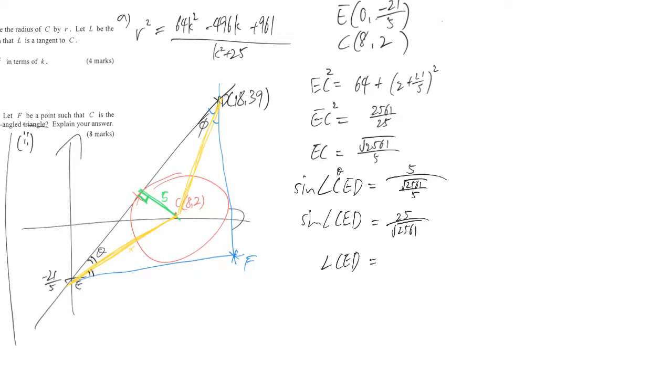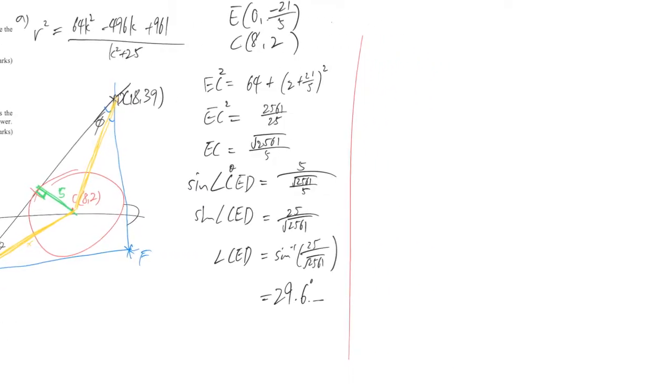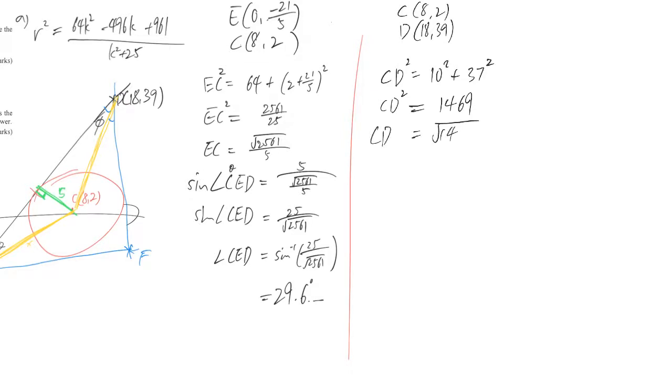Our target is, shift this one, and then it's equal to 29.6 something degrees. So we finish half, and then we finish another half. The other half is also fine. We use this line and this line, we get CD first. C is (8, 2), D is (18, 39). So CD squared is equal to the x difference 10 squared plus 37 squared, which is 1469. So CD is equal to square root 1469.